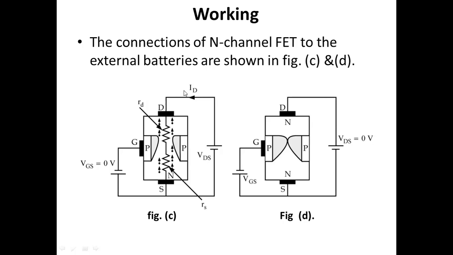The channel resistance is represented by RD and RS here. Because of the application of the voltage, resistance is developed across the channel. Here RD is the drain resistance and RS is the source resistance. These two resistances, input as well as output resistance, mainly depend upon VDS and VGS.